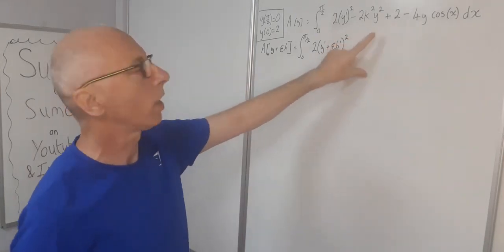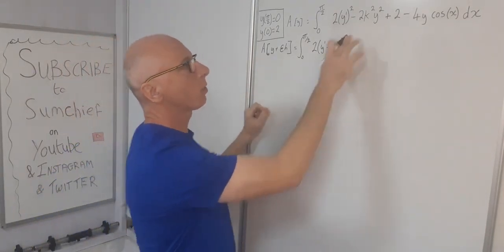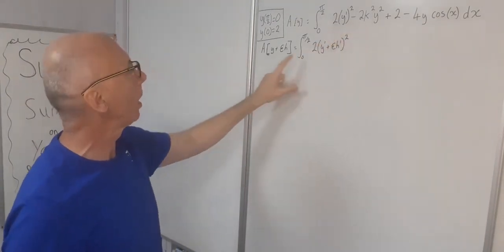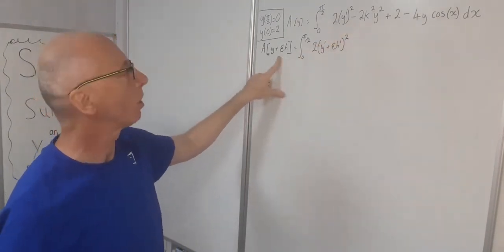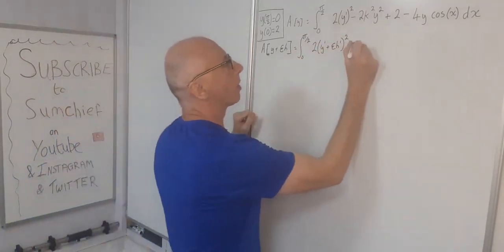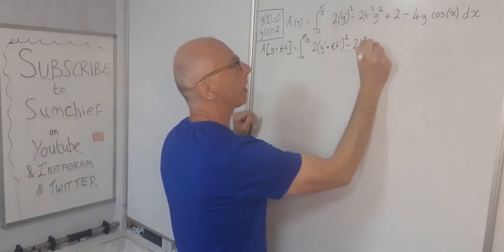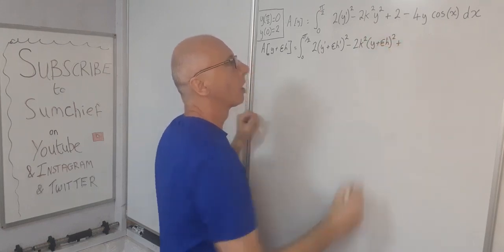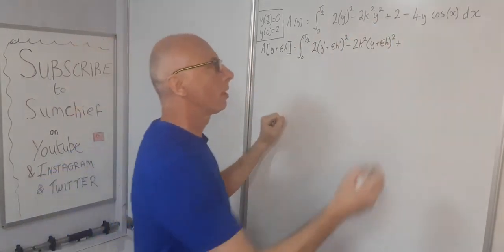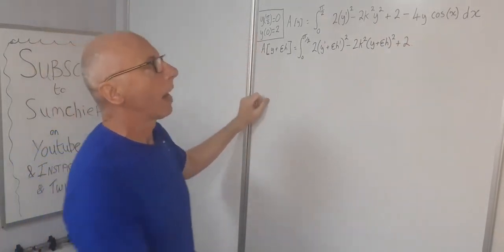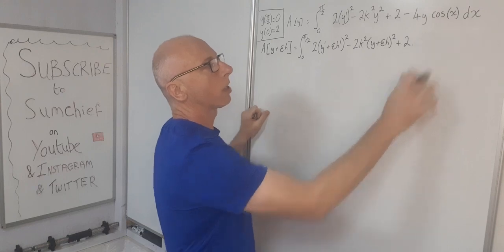The 2k squared y squared. So the 2k squared is some constant multiple squared and then multiplied by 2. So this term won't apply for the 2k squared, but it will for the y. So minus 2k squared times y plus epsilon h squared. The 2 is just a constant, so I'm just going to write that as it is. There's nothing to do here. And then my minus 4y cosine x.